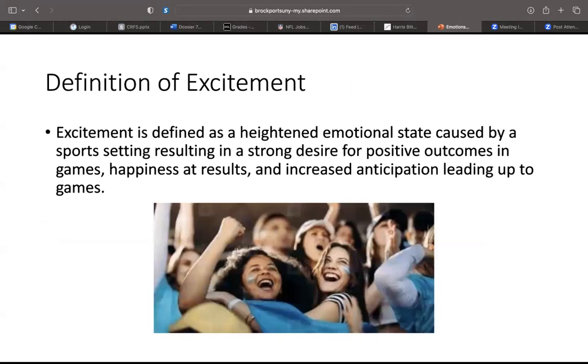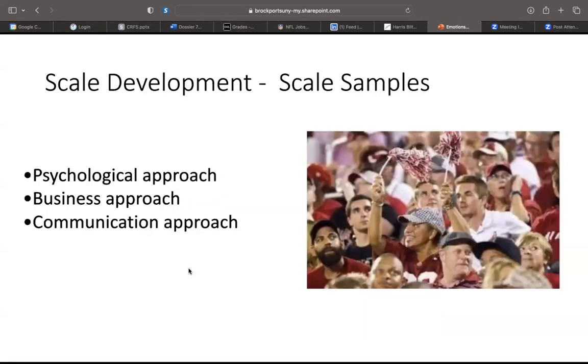Definition of excitement. Excitement is defined as a heightened emotional state caused by a sports setting resulting in a strong desire for positive outcomes in games, happiness at results, and increased anticipation leading up to games. For our scale development, we have three scale samples using the psychological approach, the business approach, and the communication approach.